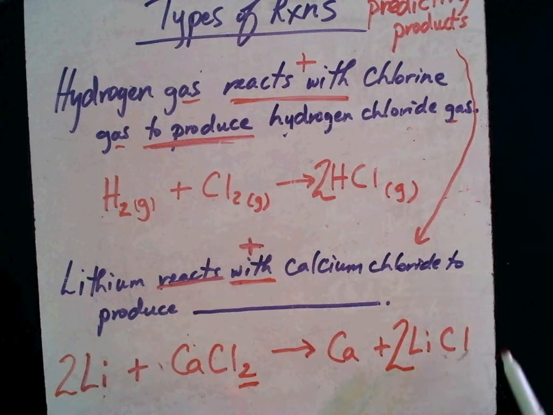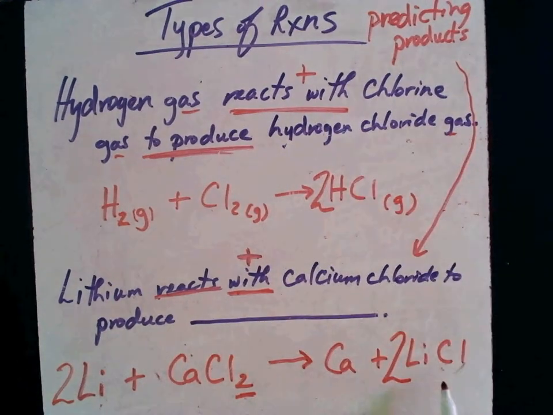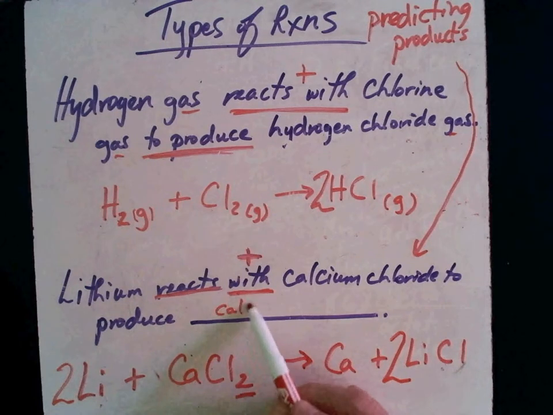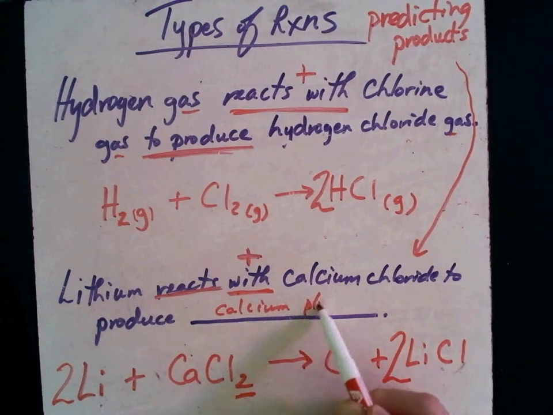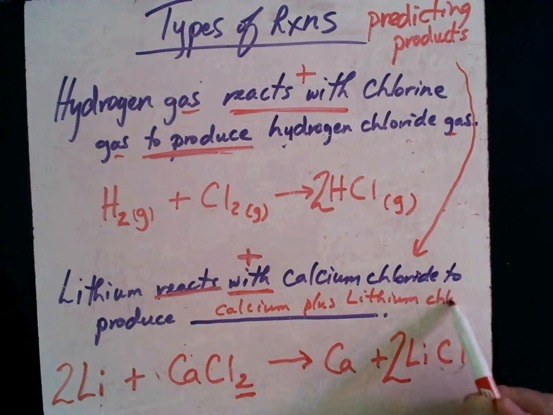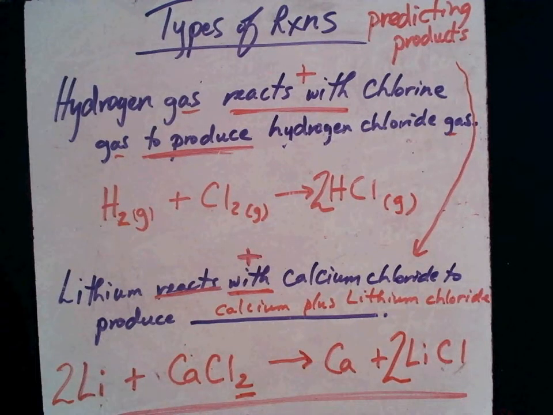It's called predicting the products. I predicted what would be made because I knew that this was a single replacement. Now, many times you are not going to come back in here and write calcium plus lithium chloride. You could, but most times they're not going to ask that. They want to know the whole reaction. So they gave you the beginning and you finished it. Read the instructions carefully on any question you do. If they ask you to put it back into words, then take these and put them back into English words. But most times, they're not going to do that.